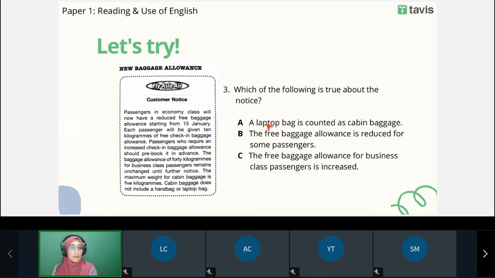Let's begin by trying out this first question together. Sorry, Nora Ain, I don't quite understand your question here. Can you please rephrase your question?